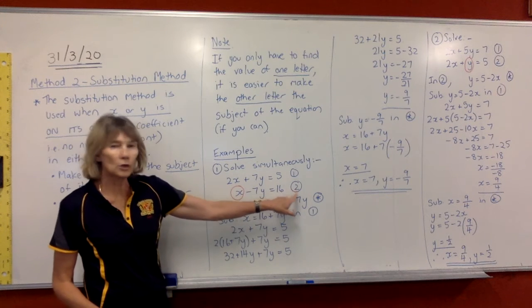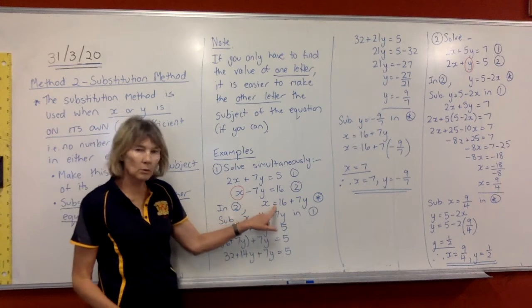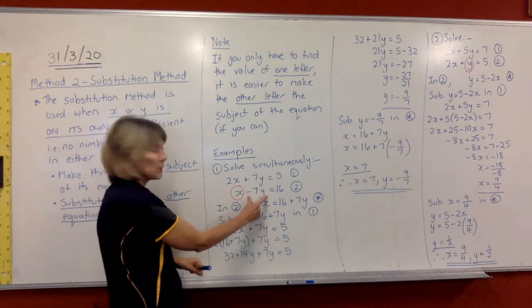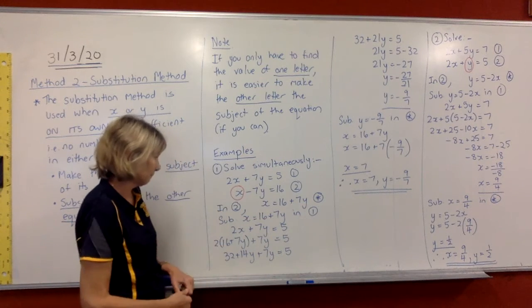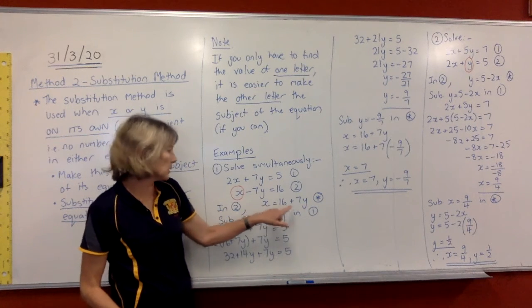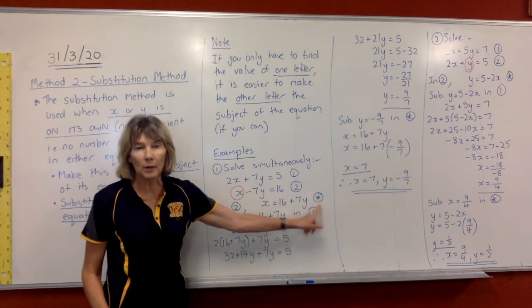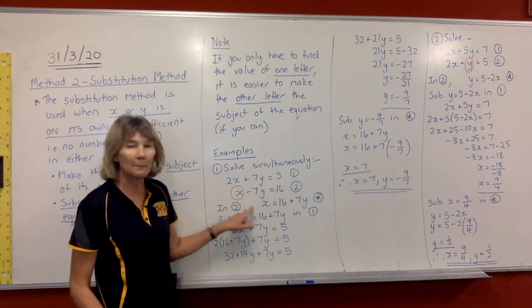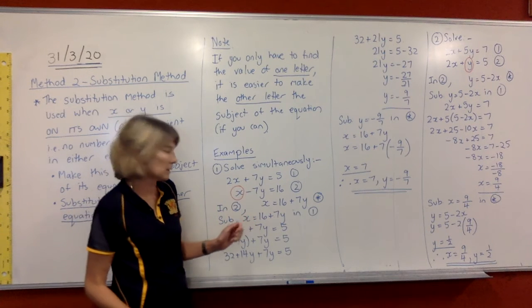That's in equation 2, so we're going to say in equation 2, x equals, and all we need to do is move this minus 7y to the other side to make it plus 7y. So we've now got x equals 16 plus 7y. I'm going to call that the asterisk equation. It's really important to go back to that later because it just makes the whole working easier at the end.